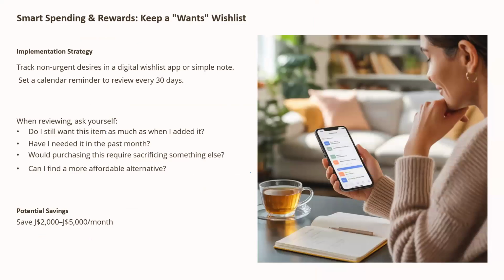All right. Another strategy that you can use is to basically track your non-urgent wants in a digital wish list. So for me on my phone, I have a wish list and it's in every single one of my budgets, and it changes from time to time.